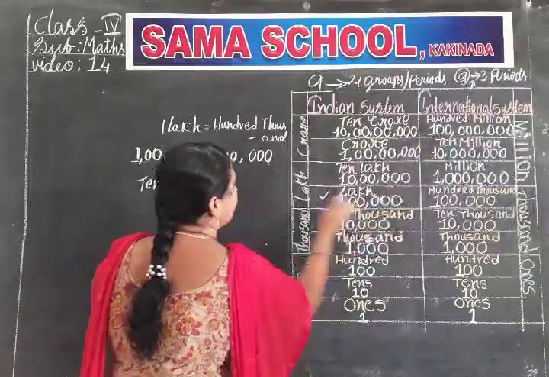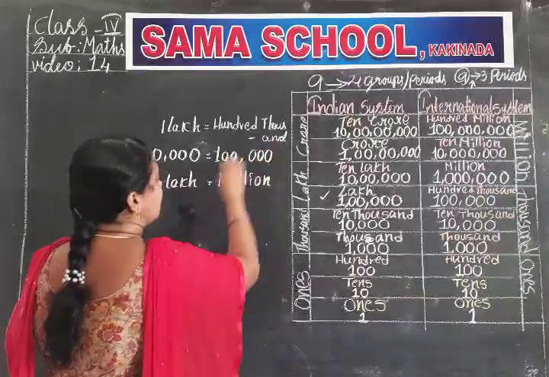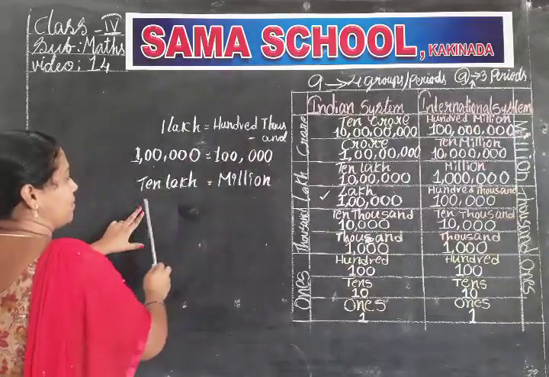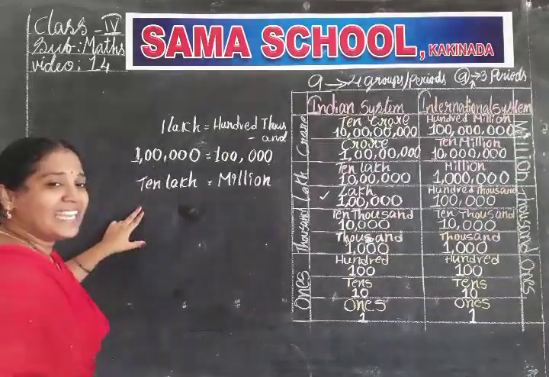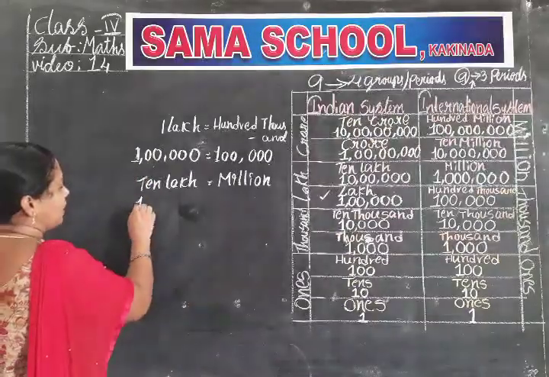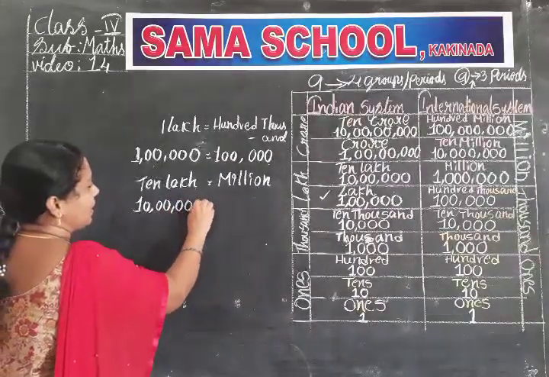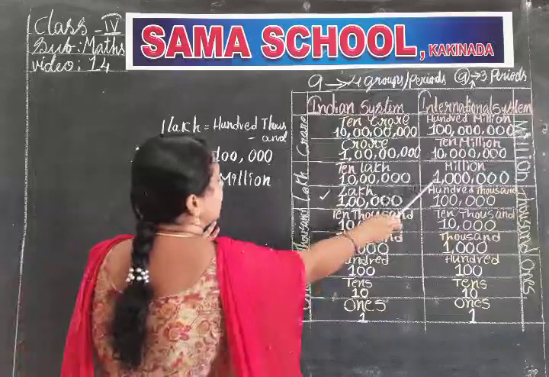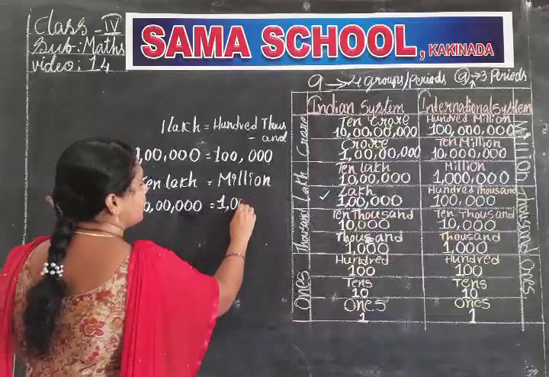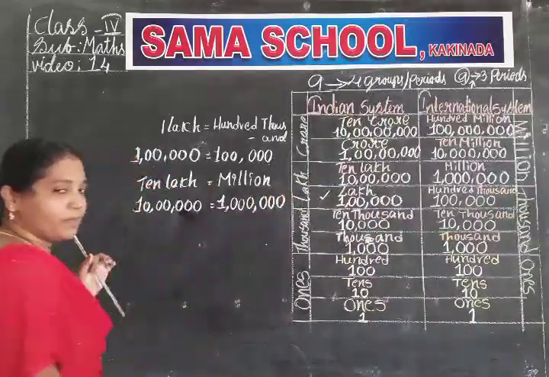Next, coming to 10 lakh: which place in the international system is equal to it? 10 lakh equals million. If you say million in the international system, we say 10 lakh in the Indian system. Do you know the difference? Okay. 10 lakh, simply we write 10. Lakh means how many zeros? 5 zeros. Am I right? Million means we have to write 1 comma 0 0 0 comma 0 0 0.